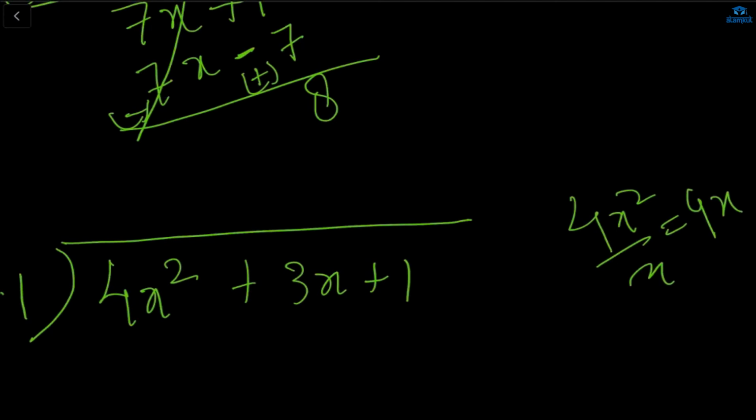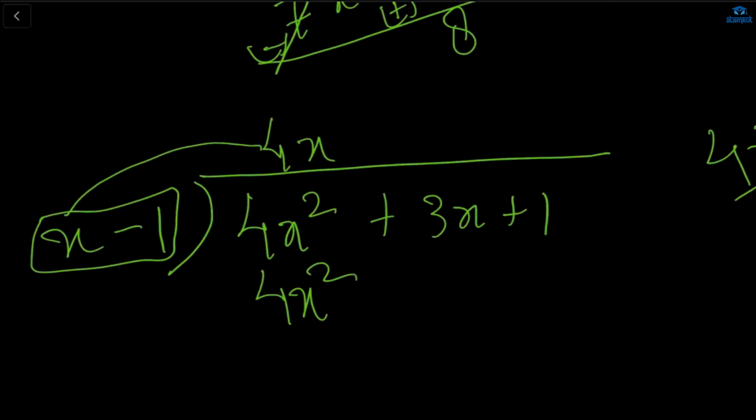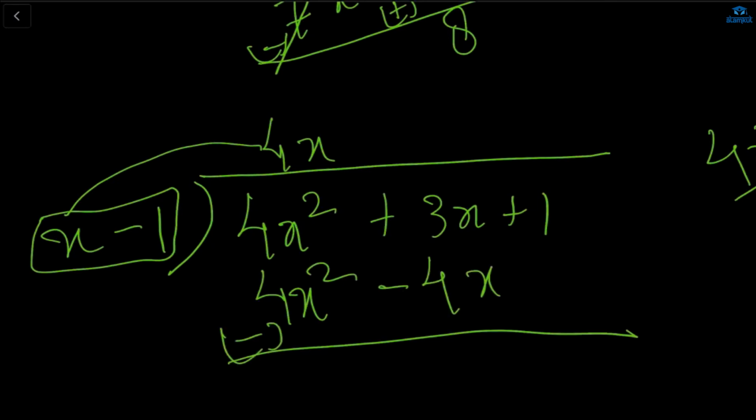Okay, so what value will we write in the quotient? 4x. So when you multiply this 4x with both the terms, you have to multiply with both the terms. First you will get 4x square, and the other will be minus 4x. Now you have to change the sign. This is the rule: if it is plus, you change it to minus. If it is minus, you change it to plus. So here the first term, one is 4x square, one is minus 4x square. So it will be cancelled and give you 0.